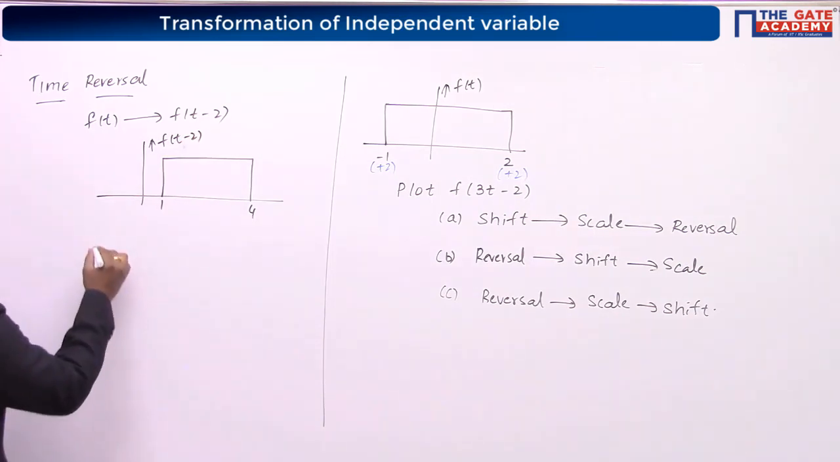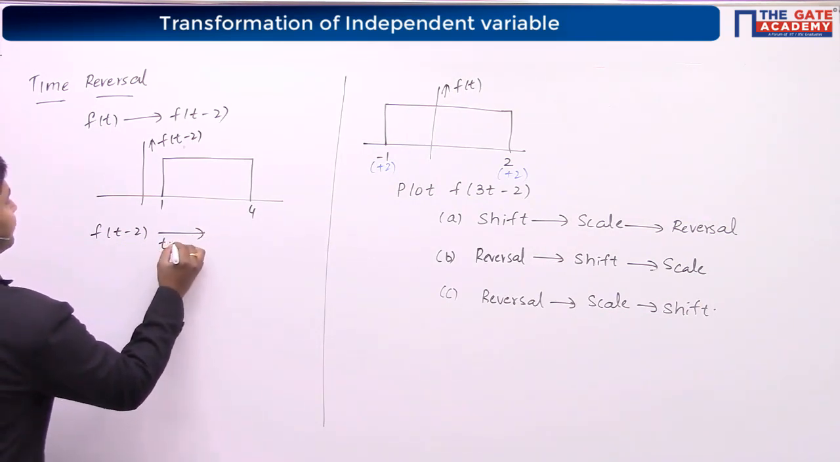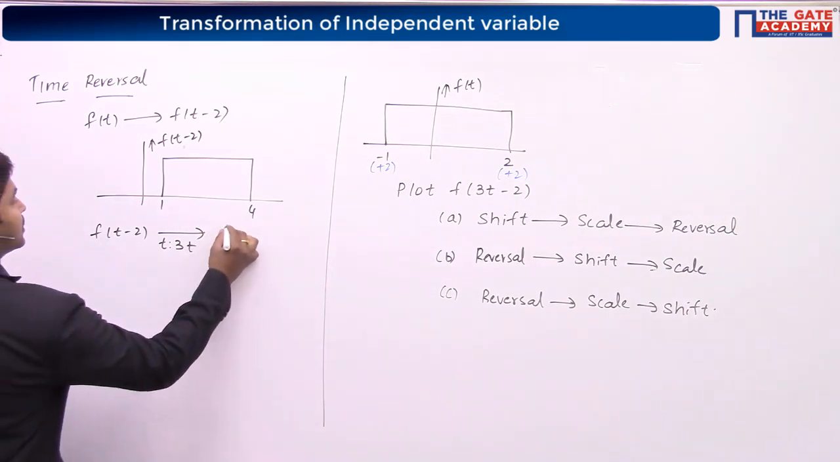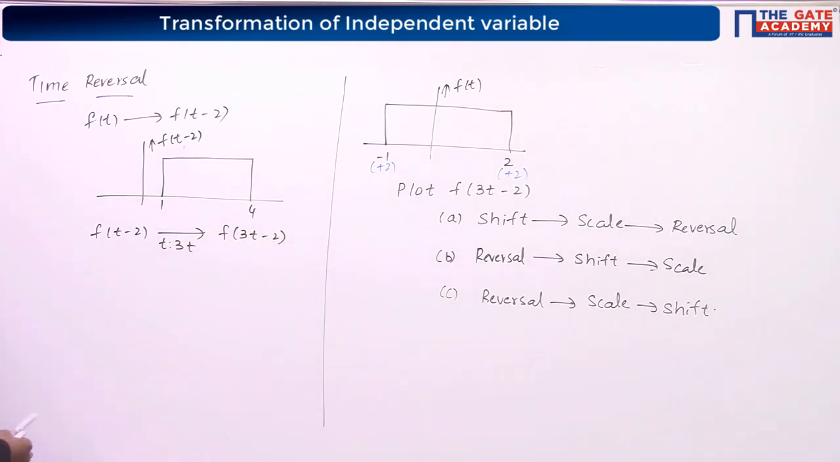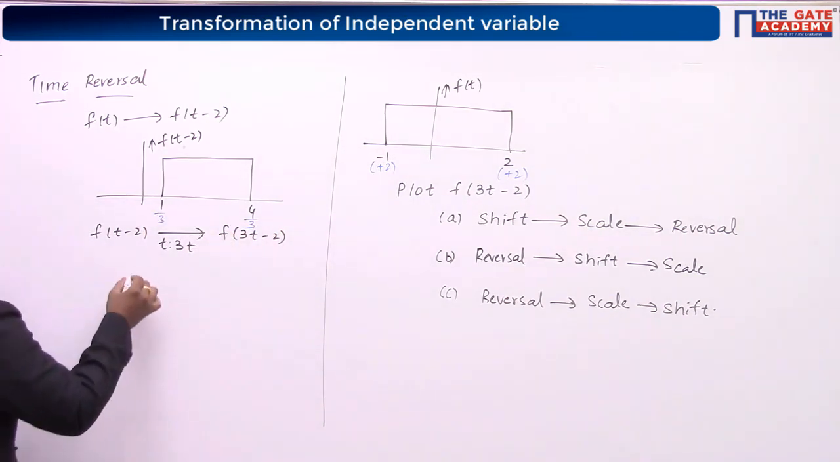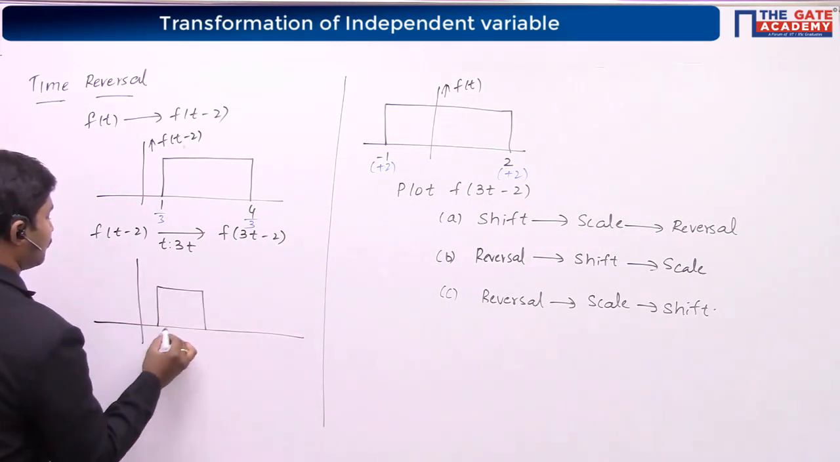The second thing that we are going to do, for f of t minus 2, we apply the scaling operation where t becomes 3t. So you replace t with 3t, it becomes f of 3t minus 2. So what happens? Divided by 3 and divided by 3. So the resultant signal now becomes 1 by 3 to 4 by 3.